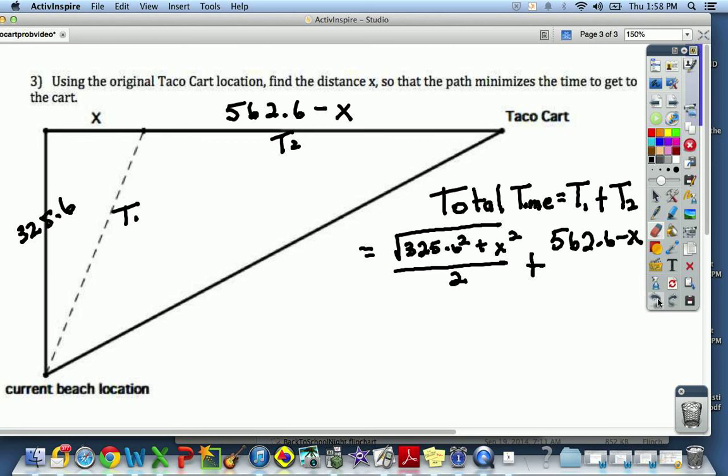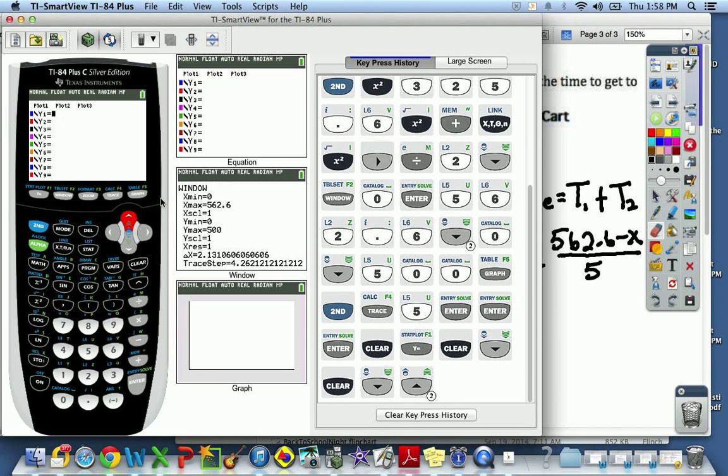The other distance that we're going to be traveling is 562.6 minus x, and that portion of the trip will be done at a rate of 5 feet per second. So we divide by 5, and that gives us time 2. So this is a function here for total time. Time, as a function of x, equals this whole expression. So at this point, what we need to do is minimize that expression.